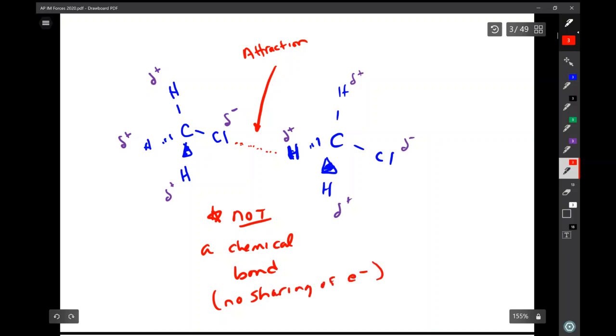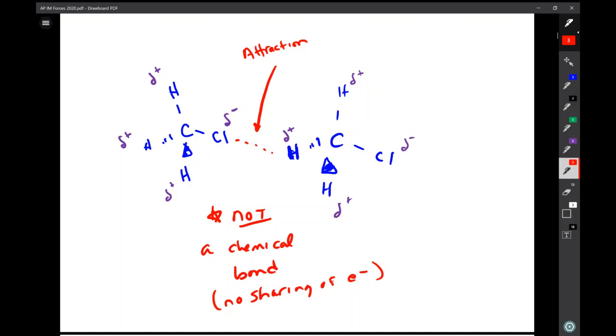Usually we draw chemical bonds with straight lines like this. When you just have dashes like this or dots, that shows attraction. So on a diagram or test, you might see some basic dashes or dots. Calling this a dipole-dipole bond is kind of a misnomer. It's more like a dipole-dipole attraction, a dipole-dipole force.